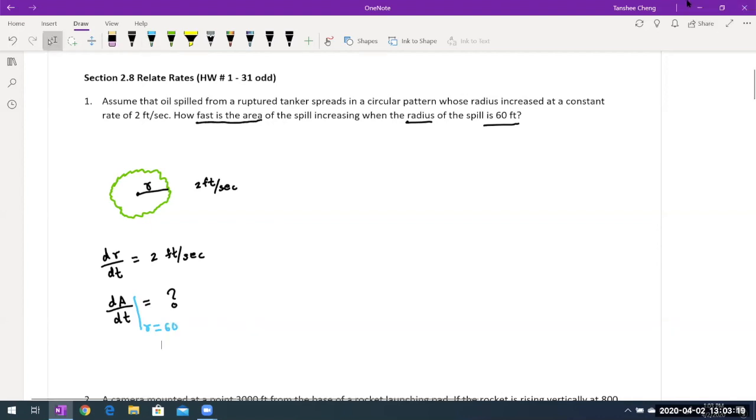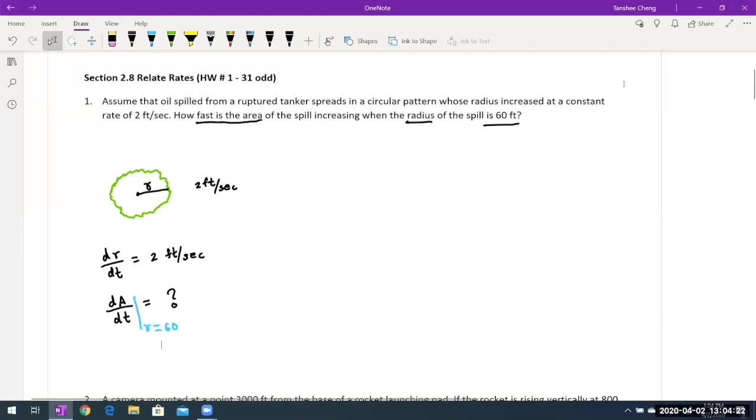Is there any other questions? Now the question is, how can I relate the radius and the area? That will come from the formula that we know, the area of a circle, because it's talking about a circular pattern. The area of a circle is equal to pi r squared.